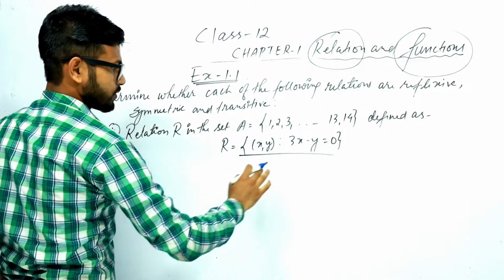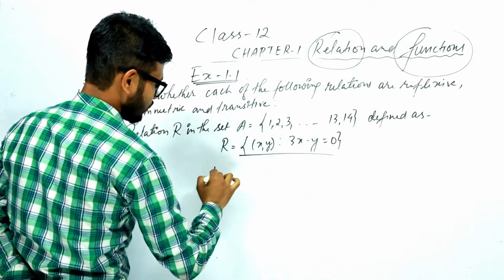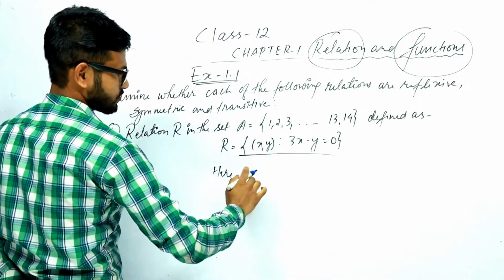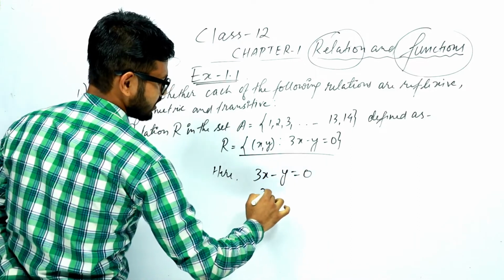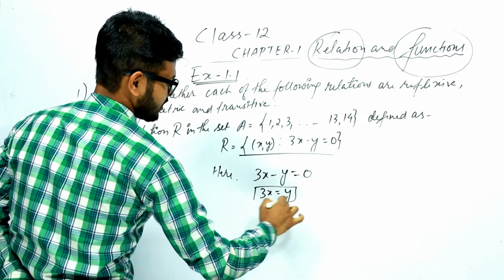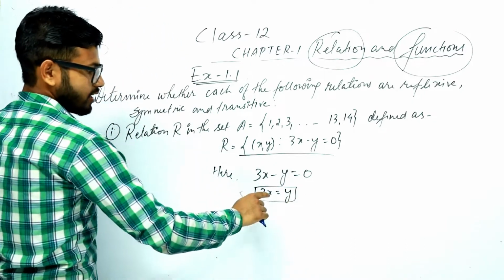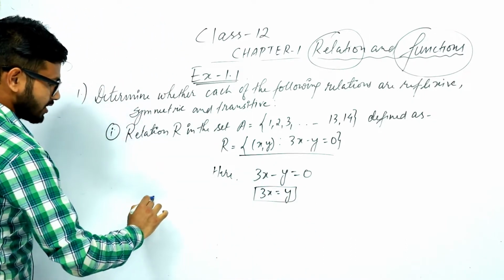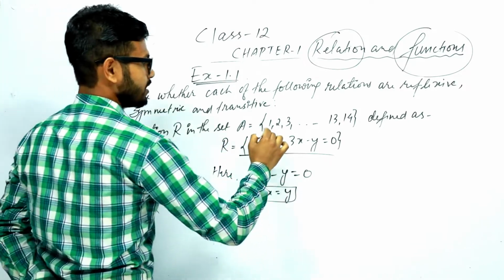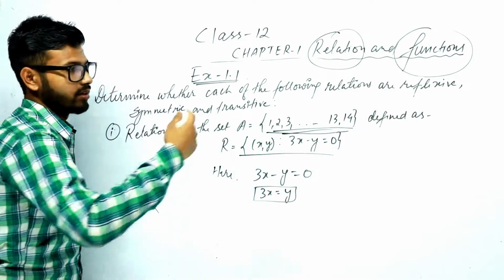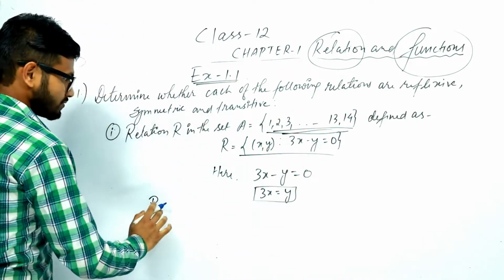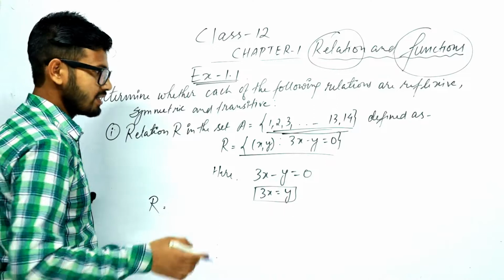So x comma y. What is given here? 3x minus y equal to 0. That means 3x equal to y. Now let us see the relations here, and the elements are 1 to 14 only. We cannot exceed the value more than 14. So let us find the elements present in these relations.